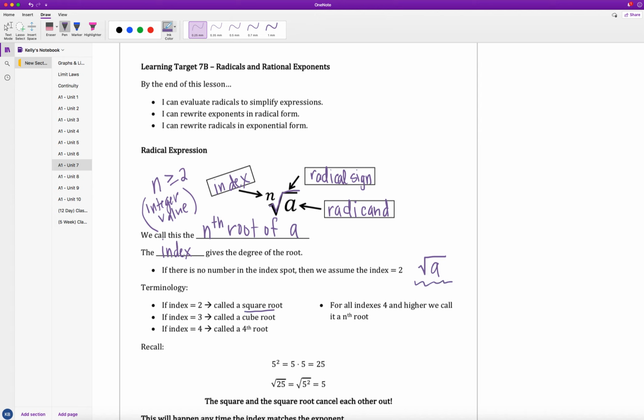Now, the square root has a special term. If our index is 2, we call it a square root, and if our index is 3, we call that a cube root. If the index is 4, we call it a fourth root. If the index is 5, we call it a fifth root. If the index is 100, we call it the 100th root. So for any index value that is 4 or higher, we just refer to it as the nth root, where that n is that number value.